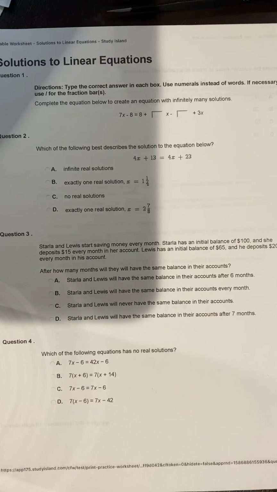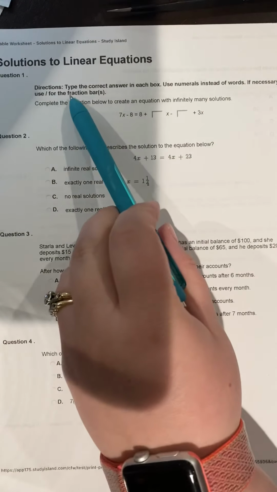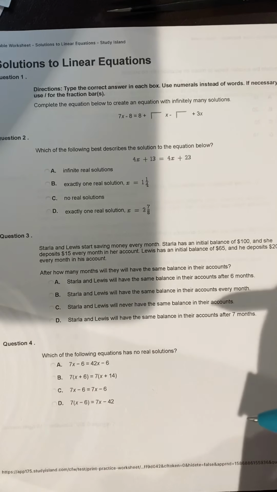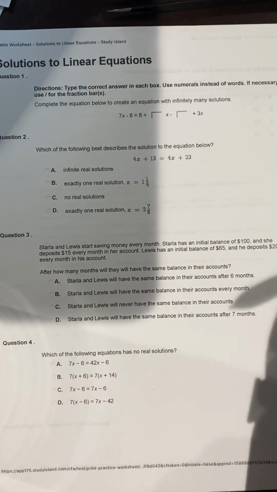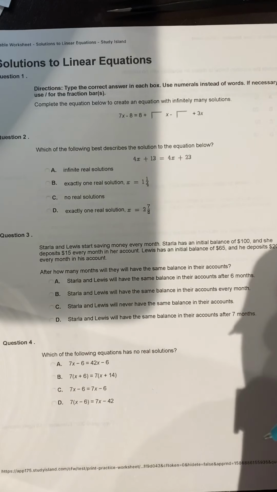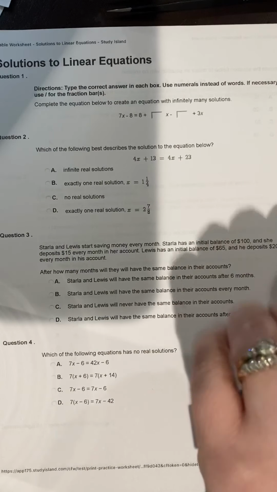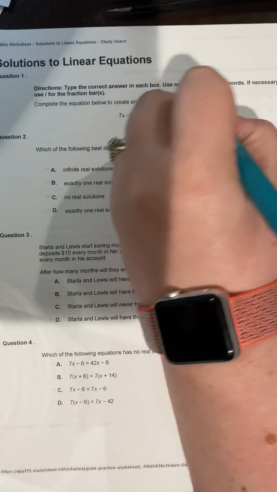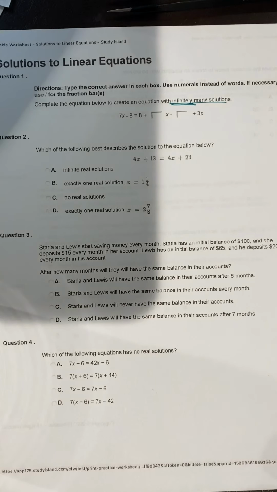Hello, this one is going to focus on solutions to linear equations. For this first question, it's a type the correct answer in each box. Use numerals instead of words. If necessary, use a slash for the fraction bars. So this says complete the equation below to create an equation with infinitely many solutions.